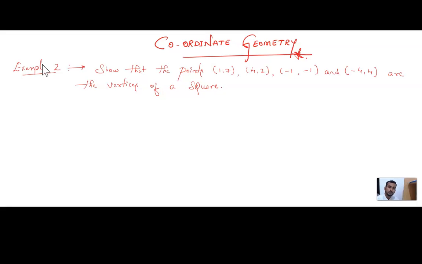Now you all know the property of a square. What is the property of a square? If you want to call any figure a square, what should be the condition, children? All the sides should be the same, right?